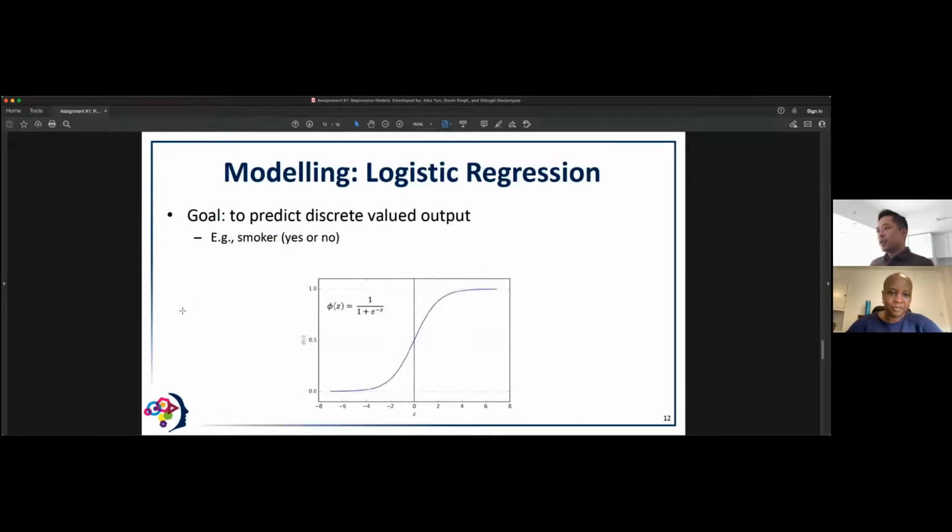Okay, so moving on to the classification problem, we're going to utilize logistic regression, where the goal is to predict a discrete valued output. So in our case, does our patient smoke or not? Similarly, before we had a linear line, and now we impose what we call a sigmoid function, where you get this characteristic S curve, and all the values that fall perhaps in this region might be smokers, and all the values that fall in this region might be non-smokers.